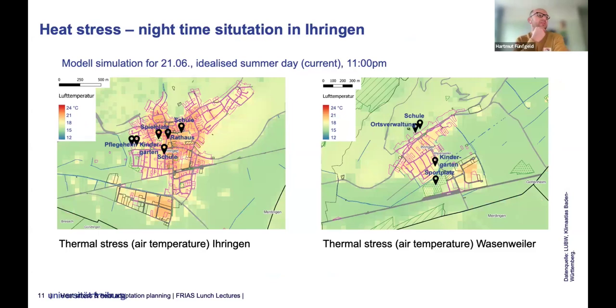I said before that the nighttime temperature really matters. So this is a thermal stress graph using the same data, but this time it's air temperature at night. And you can see that in some areas, the temperature will stay above 20 degrees at night, which is what is called in the German context a so-called tropical night, which also means the body is really struggling to cool down. So that really is critical in this kind of built-up heat stress situation.